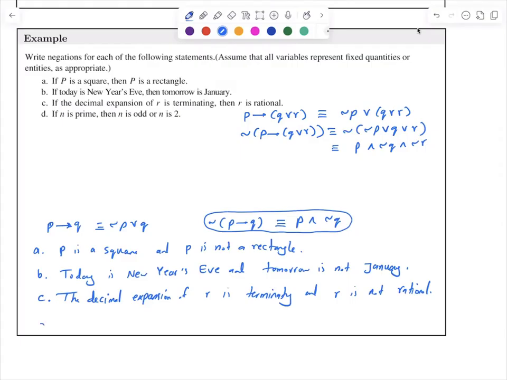So take a look at D. N is prime. We just write down the very first statement, and not Q, n is not odd, and n is not 2.